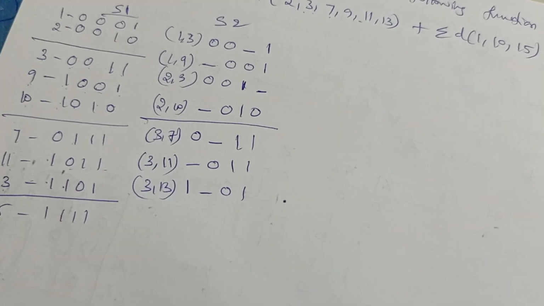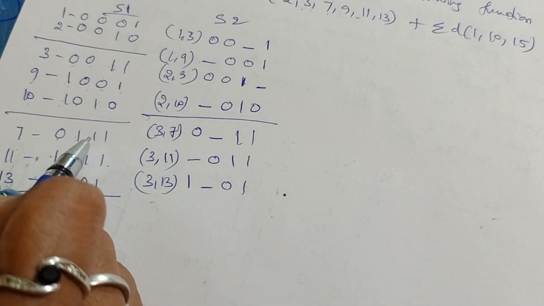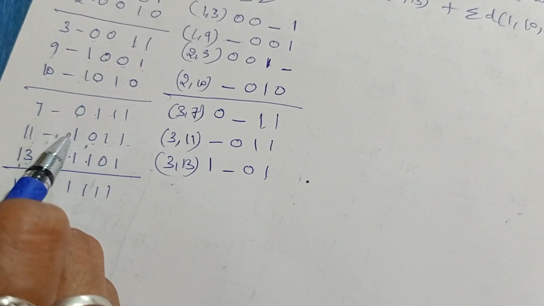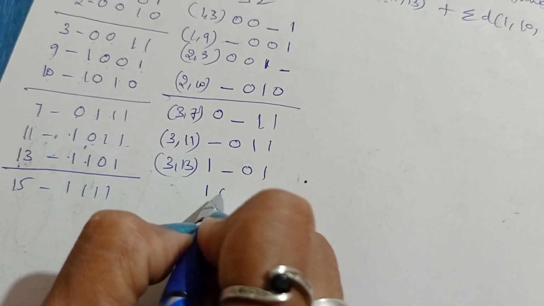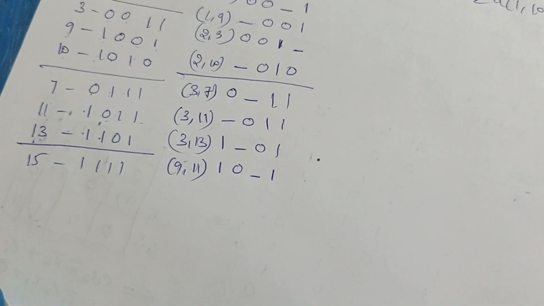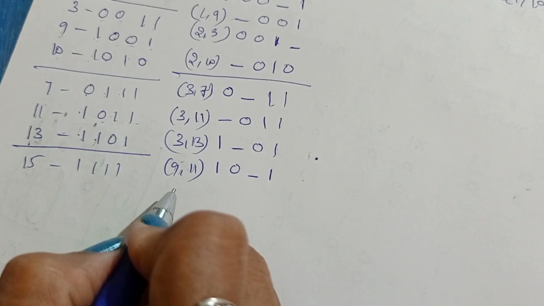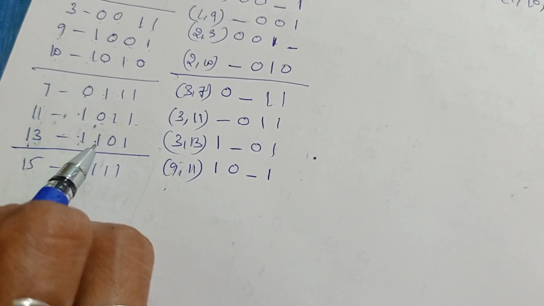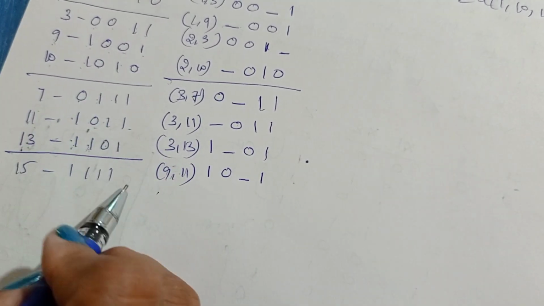Next 9 with 7. 1 is changing to 0, 0 is changing to 1, 0 is changing to 1. So more than one change, we cannot consider. So 9 with 11. 1, 0 constant, 0 is changing to 1 and 1 is constant. So 1, 0, hyphen, 1, that is 9 comma 11 is possible. Next 9 with 13. One change, 1, hyphen, 0, 1. Completed. 10 with 13: two changes, 0 is changing to 1 and 1 is changing to 0, so not possible.